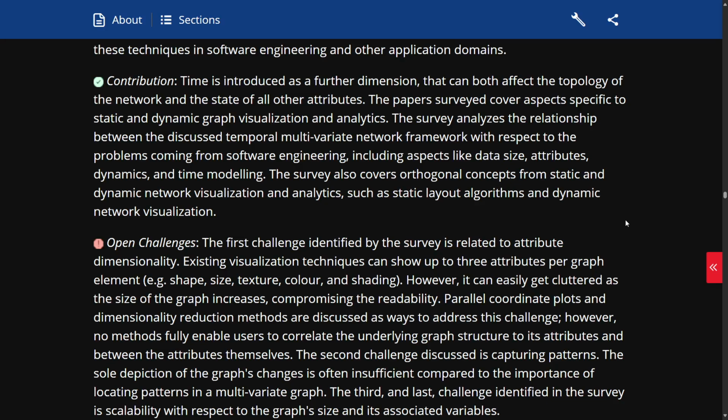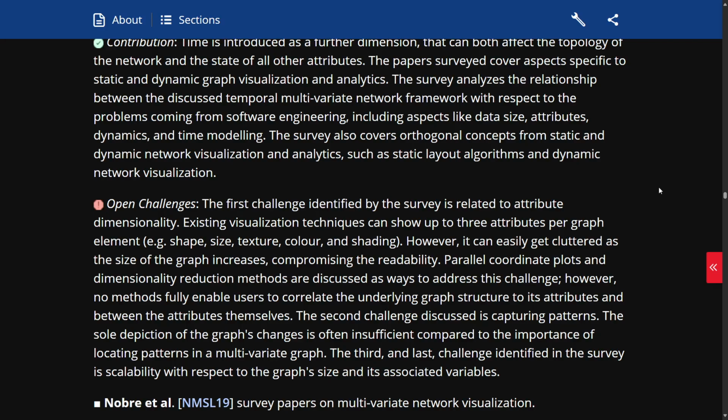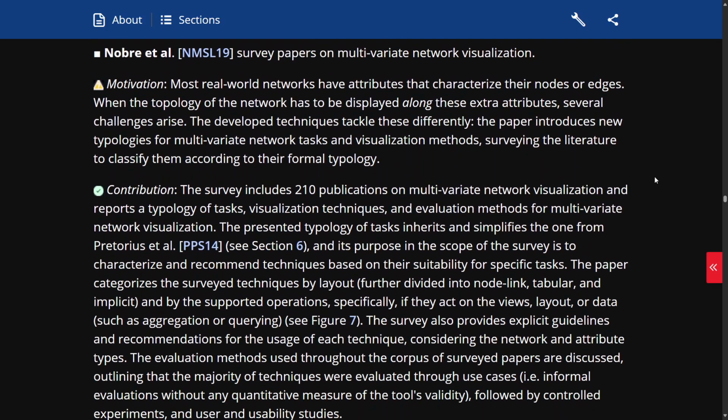Nabi et al. NMSL19. Survey papers on multivariate network visualization. Motivation: most real-world networks have attributes that characterize their nodes or edges.